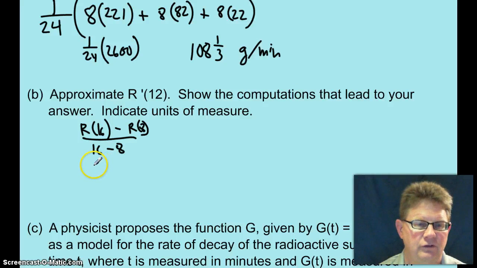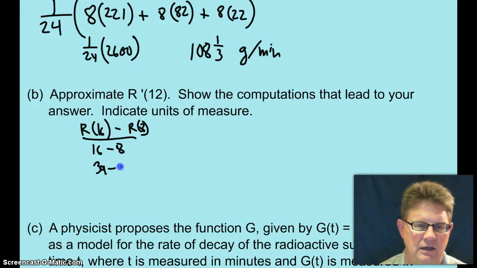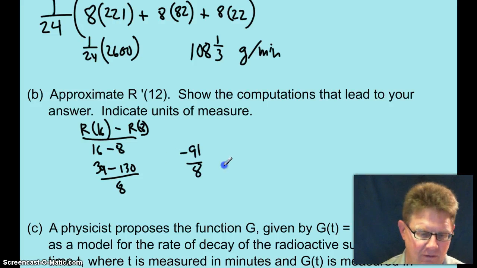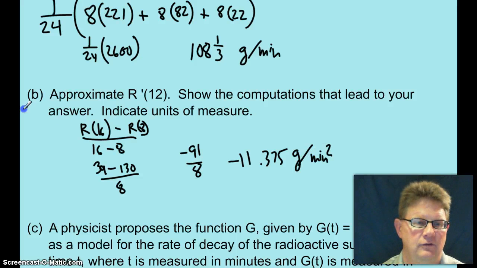Alright, r of 16 is 39. R of 8 is 130 all over 8. That will be negative 91 over 8. That will be negative 11.375 grams per minute squared. That's the acceleration.